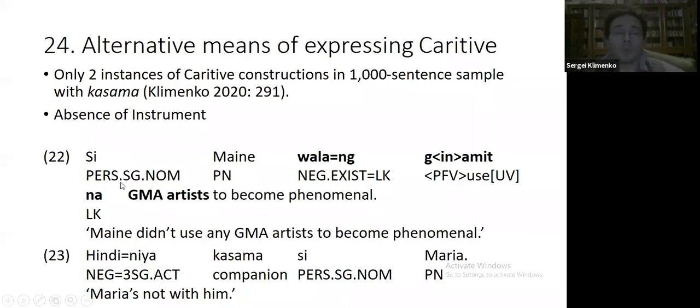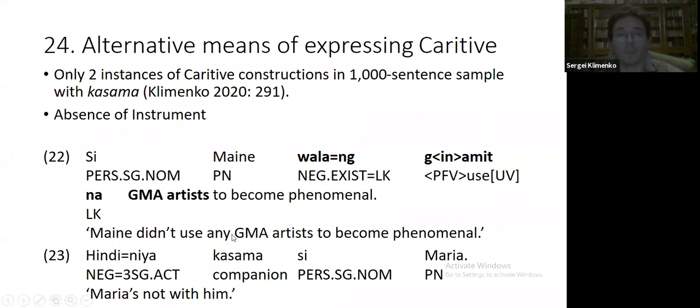Okay, and finally, I want to say a few words about some alternative means of expressing Caritive constructions in Tagalog. On the one hand, in a study that I did earlier on constructions with the noun kasama, companion, which included all possible constructions with that noun, not just Caritive constructions, I found that a 1,000 sentence sample contained only 2 instances of Caritive constructions.